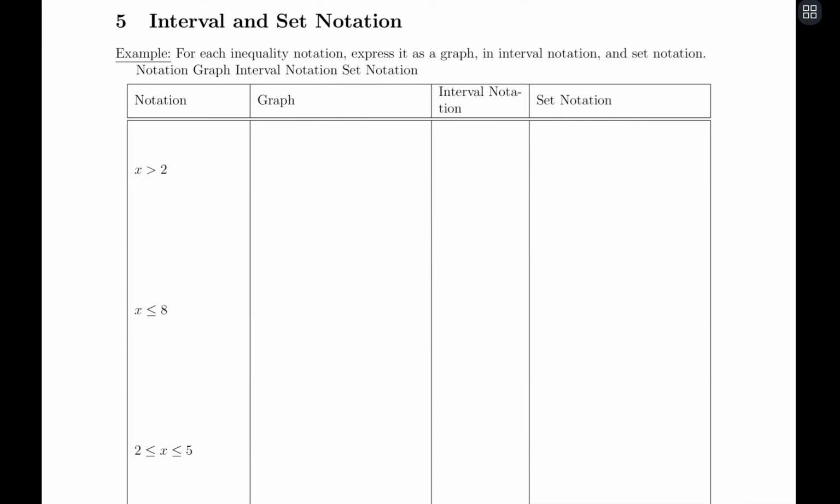So before we start defining domain and range, I want to be sure we go over interval and set notation, because having these ideas down can really be beneficial in our course. What this is going to start with is an inequality. So we have these different forms on the left-hand side.